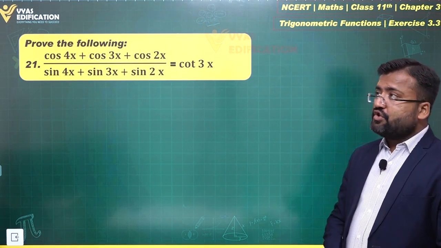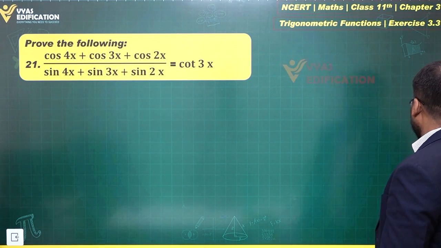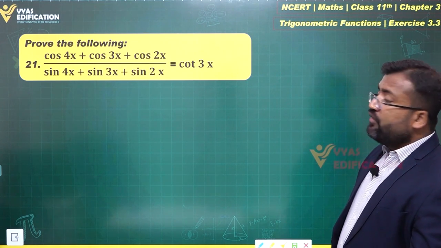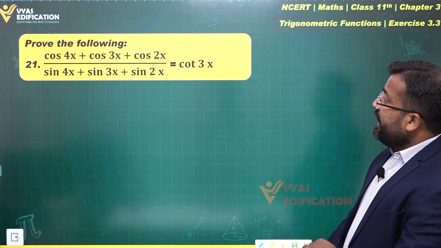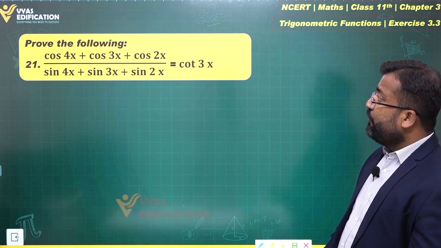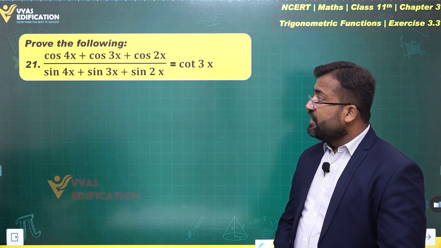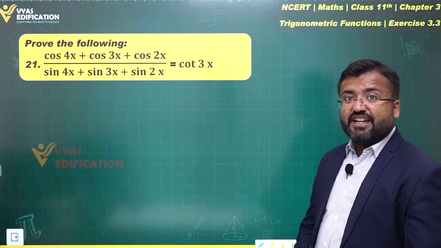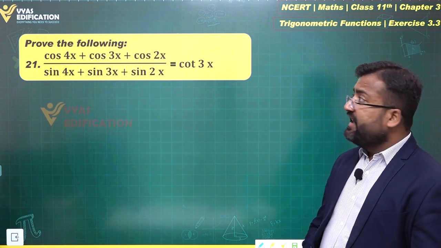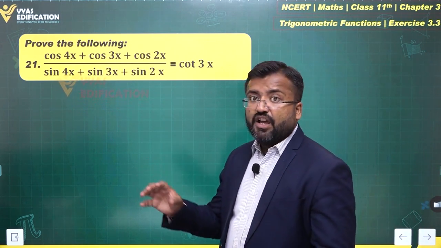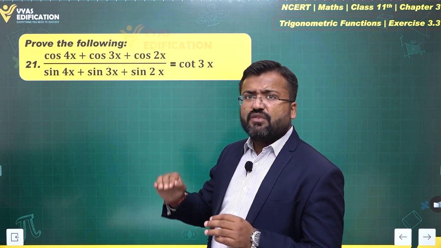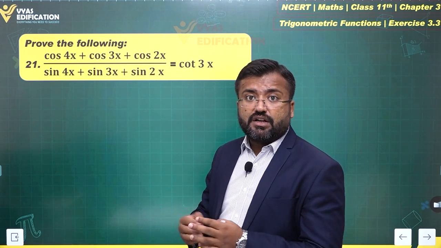Let's try to see the approach of this question. Prove the following, question 21. How do we approach this question? In the LHS you have pretty complicated expressions. You have angles 4x, 3x and 2x in the numerator. You have similar angles 4x, 3x and 2x again in the denominator. So the idea that I have in my mind is to simply use the transformation formula, use any two angles and convert them into the product.